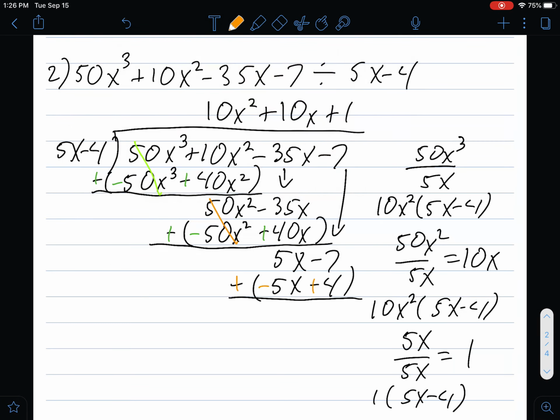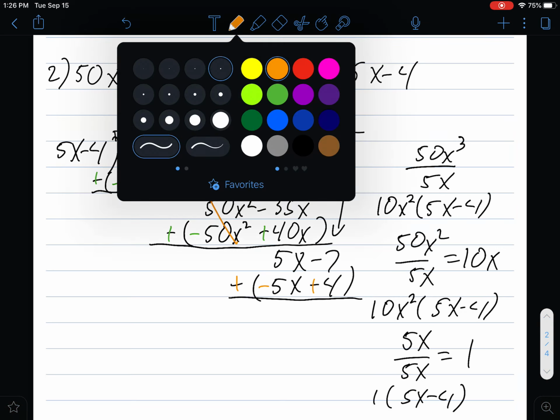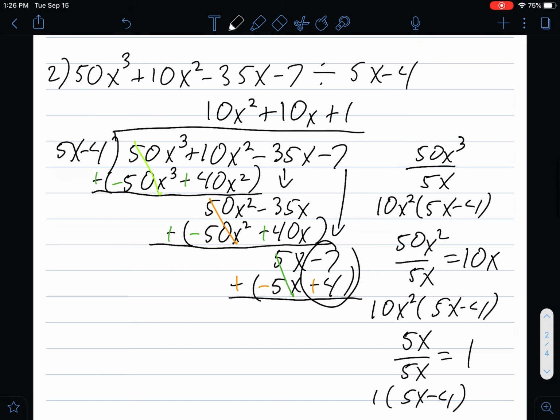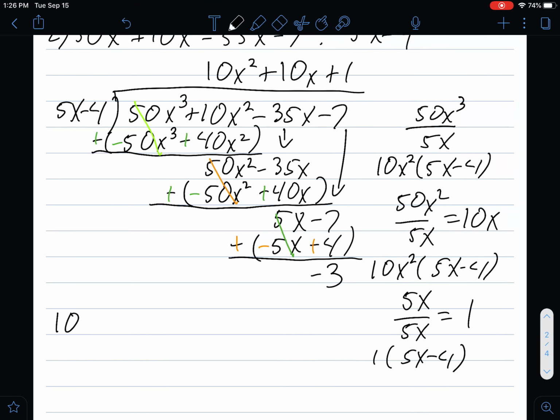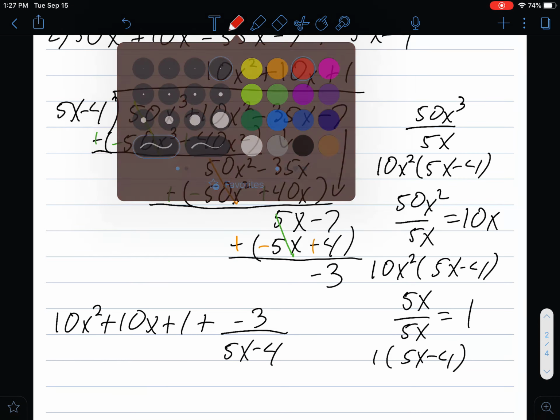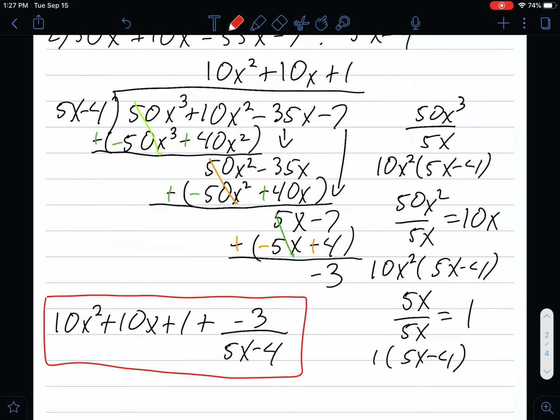That's a plus, that's a minus, that's also a plus. 5x minus 5x is equal to 0. Negative 7 plus 4 is equal to negative 3. So our final answer is a quotient of 10x squared plus 10x plus 1, plus a remainder of negative 3 over 5x minus 4. Box it in because that is our answer.